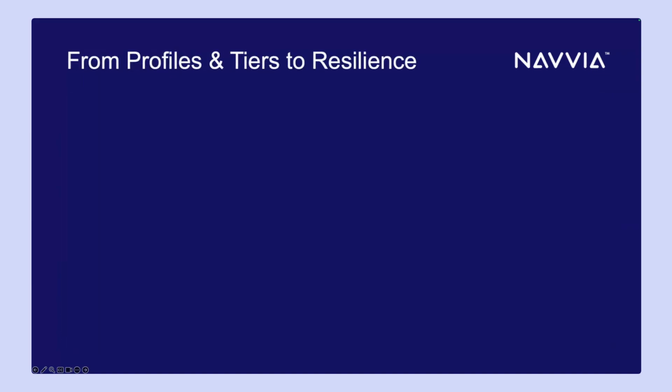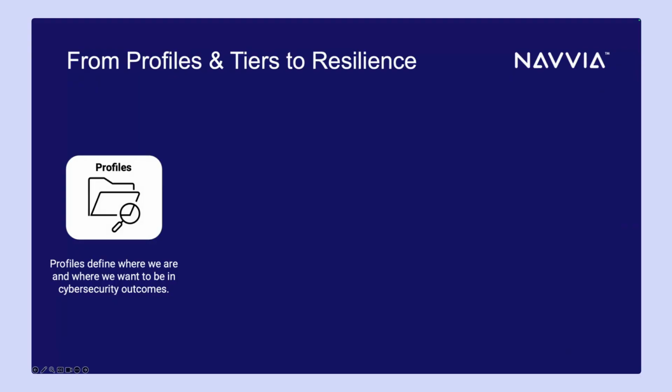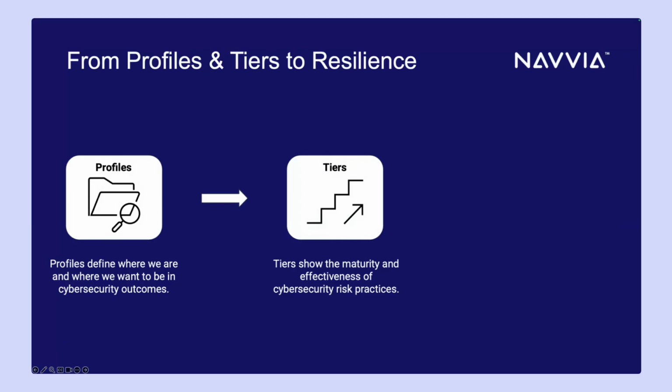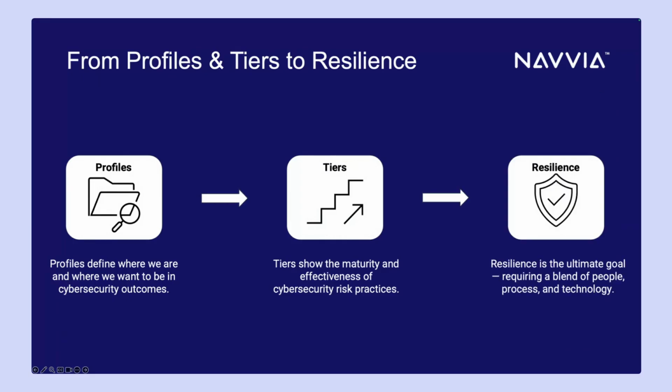So let's look from profiles to tiers to resilience, because when I started this presentation, I started by saying, why are we doing this? Well, we're doing it because of operational resilience, right? That's the whole point. So let's look at the path, the journey. Profiles define where you are and where you want to be. Tiers show the maturity and effectiveness of your practices. And then that moves into resilience, which is the ultimate goal, requiring the right processes in place.